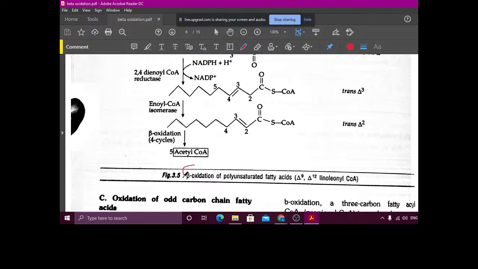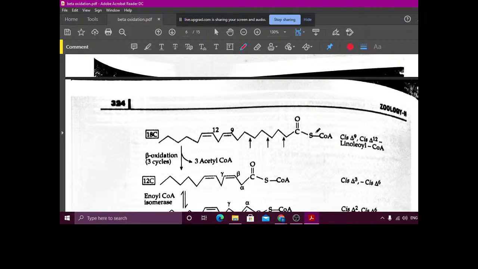This is beta oxidation of polyunsaturated fatty acids, delta 9, delta 12, linoleoyl CoA. Delta 9 means a double bond at 9 and a double bond at 12, and it is also cis. Cis means it's located side by side. For example, this type of conformation is a cis conformation.